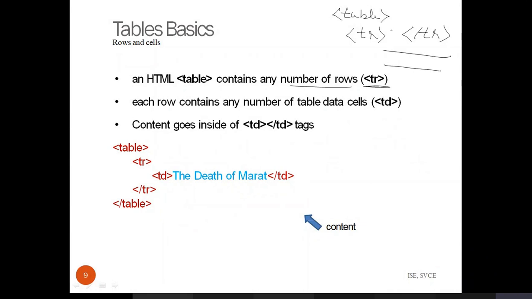So if I say this is a row, it has a number of cells. Each cell you are going to represent with td. Each row contains any number of table data cells. This is my row, and within this row it may contain any number of cells. Each cell is represented using td. Okay, that is the table description.